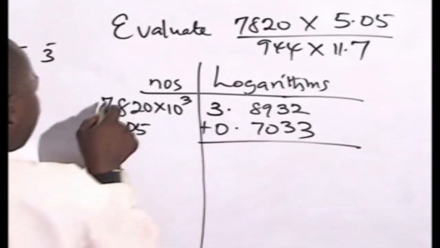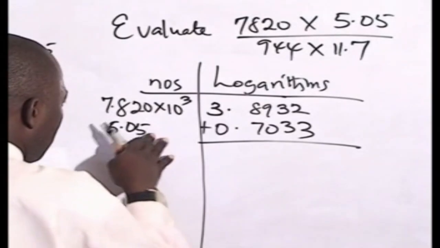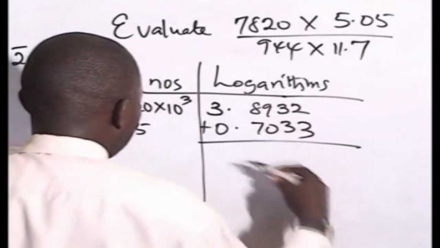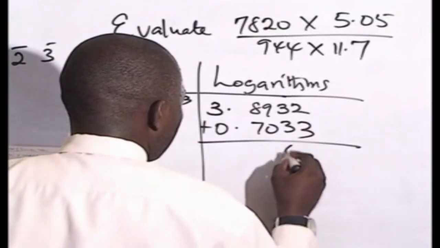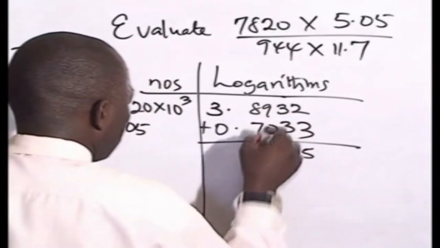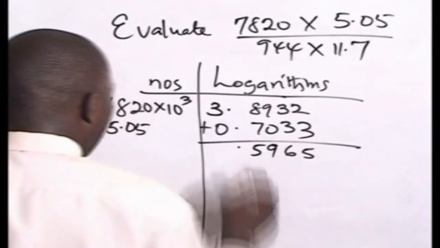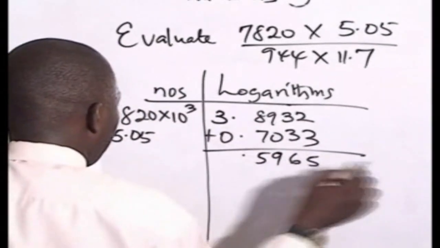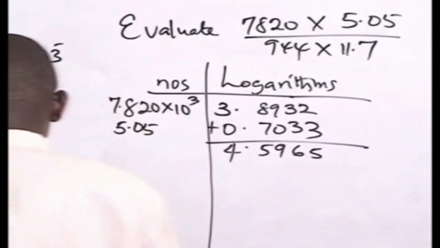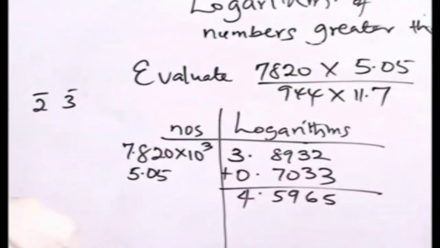If you look at your log tables, look at 50 under 5, you will get 0.7033. If you look at 78 under 2, there's no difference here, you will get 89.32. So then you add the two of them together. This one becomes 6, 5, 3 plus 2, 5, 3 plus 3, 6, 9 plus 0, 9, 8 plus 7, 15, write 5, carry 1, 3 plus 0, 3 plus that one, you have 4. So the numerator has been taken care of.